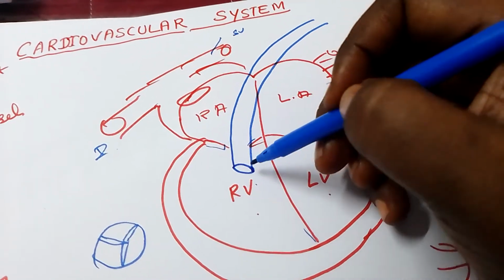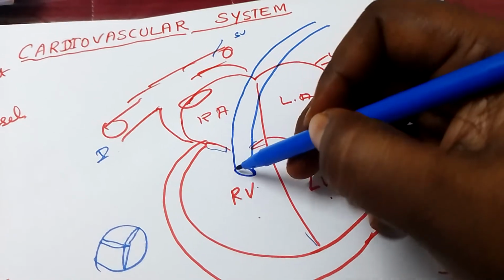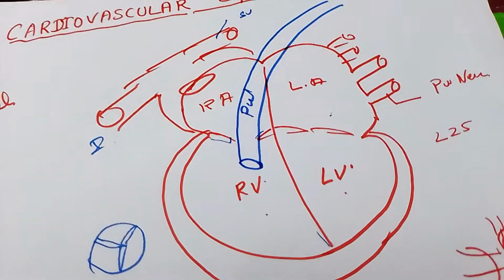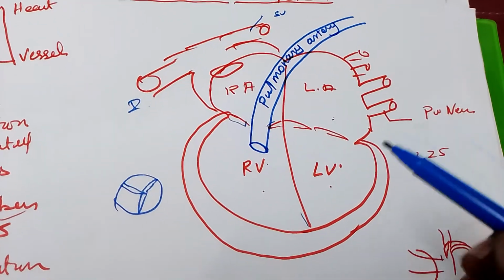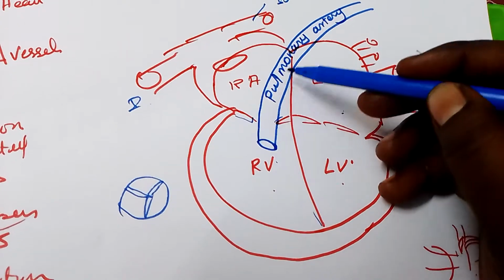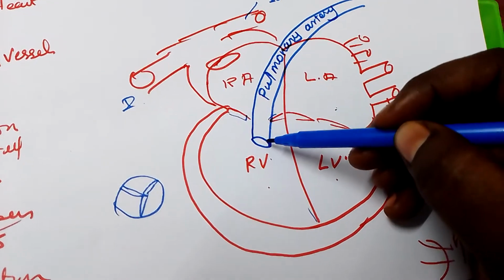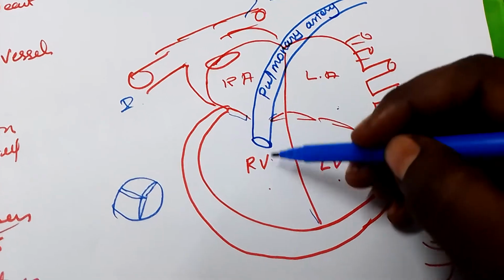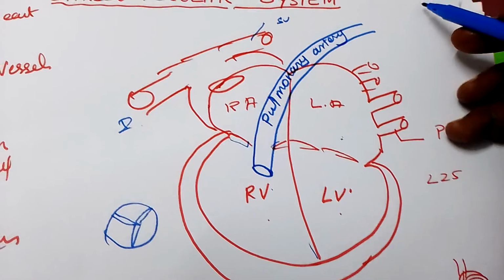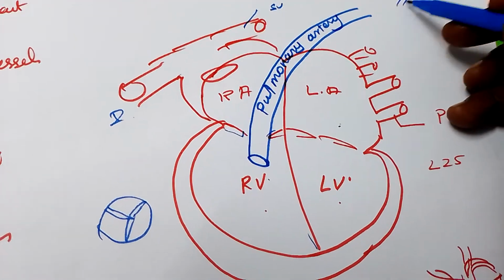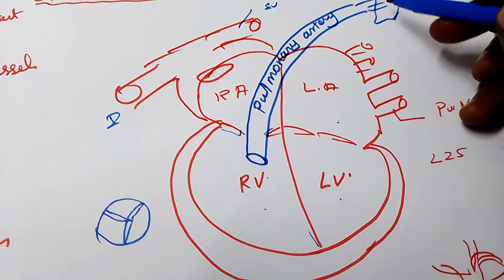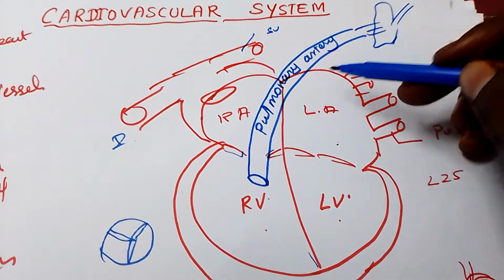What is this valve? It is called the pulmonary valve. So this vessel is called the pulmonary artery. The pulmonary artery carries the deoxygenated blood from the right ventricle to the lungs. In the lungs, the blood gets purified. So how do these vessels go?